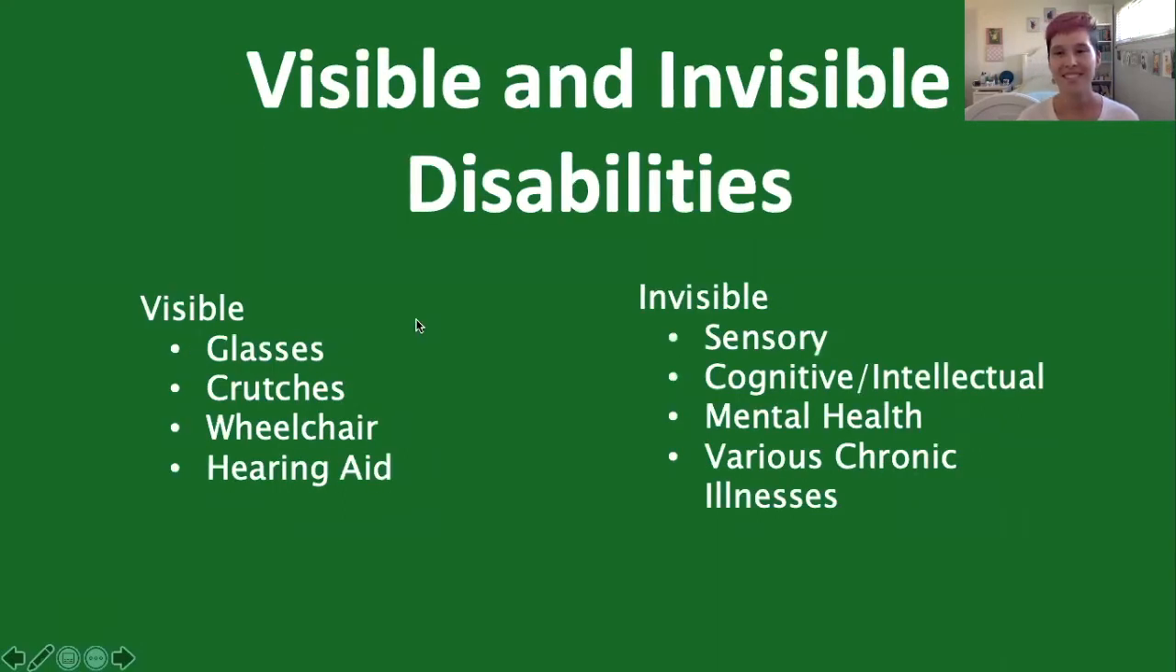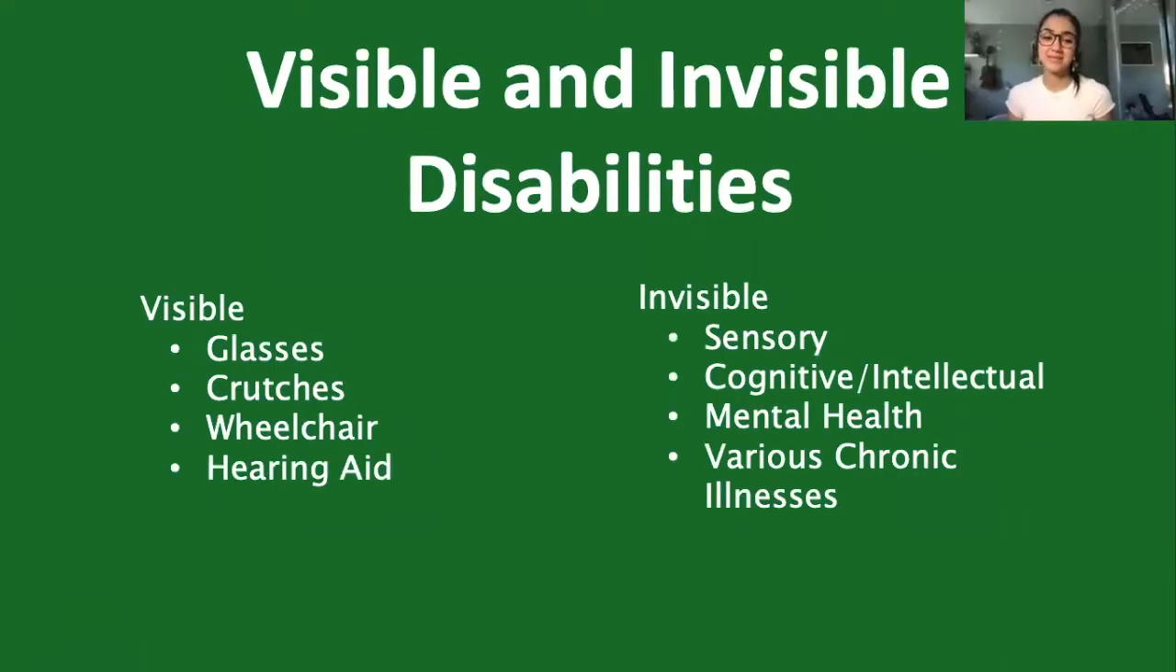Thanks for that. My name is Reina. I identify with the pronouns she, her, and I am a girl with dark black brown hair and a ponytail and a white shirt and glasses. I'm going to be talking to you guys a bit about visible versus invisible disabilities and what that really means.